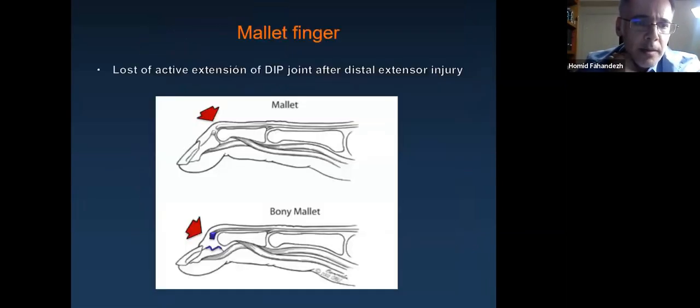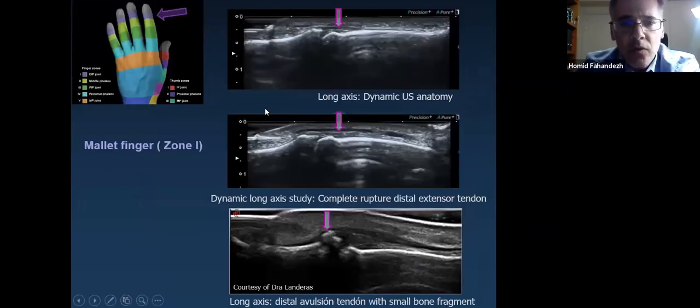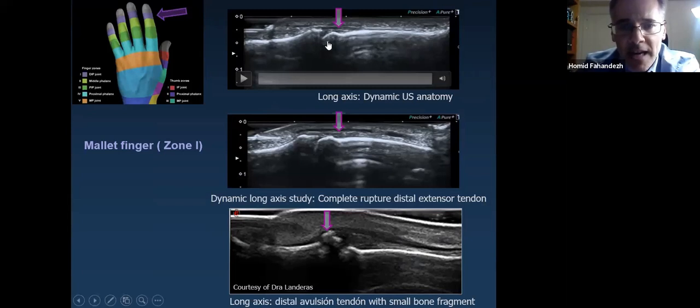Distally, the most frequent injury is the mallet finger. It's a loss of active extension of the DIP joint. And here, again, you can have a small fragment attached or only the tendon. It's really helpful to see the normal anatomy.